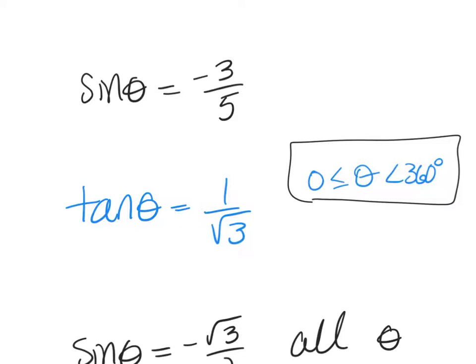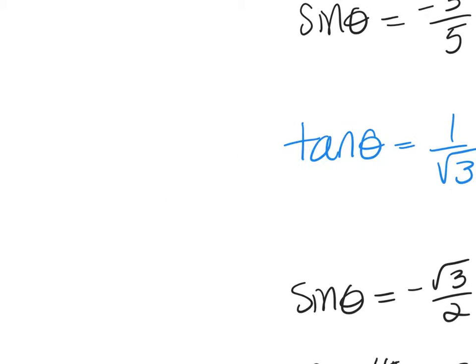So if I'm asked for the tangent of theta equals 1 over the square root of 3, what I know is that the tangent of my angle is equal to the sine of my angle over the cosine of my angle.